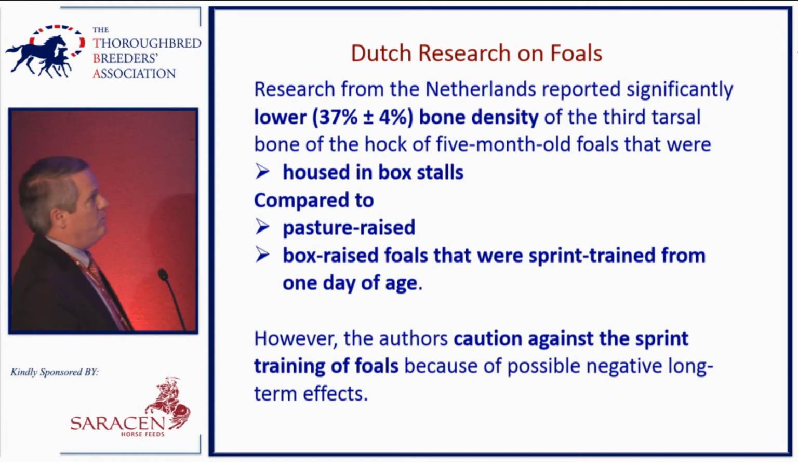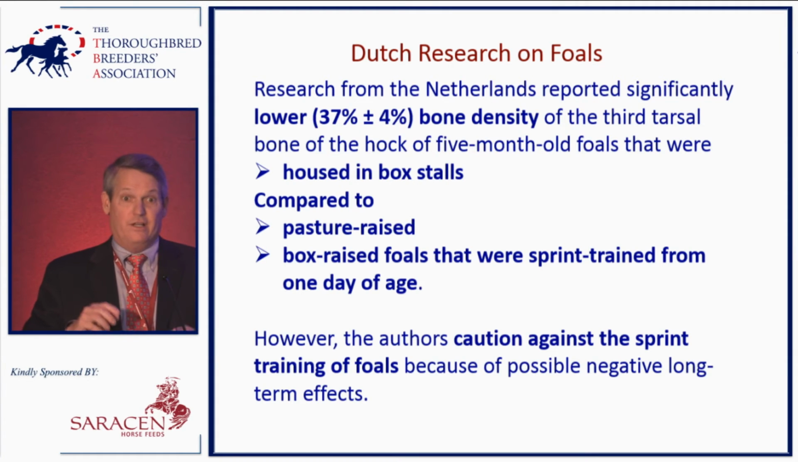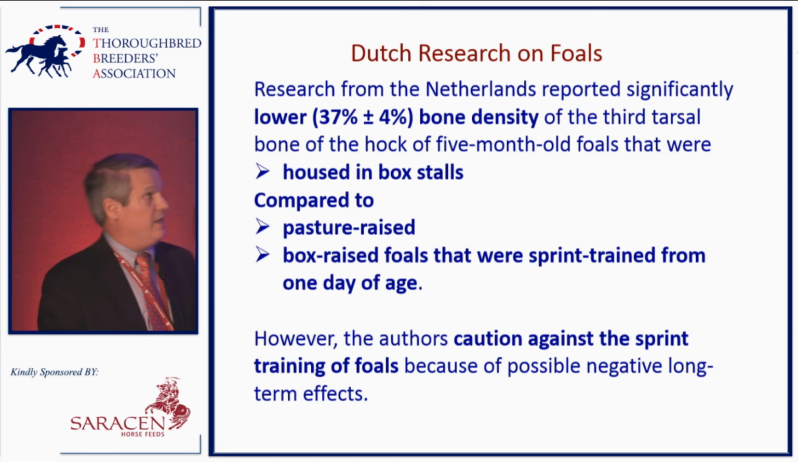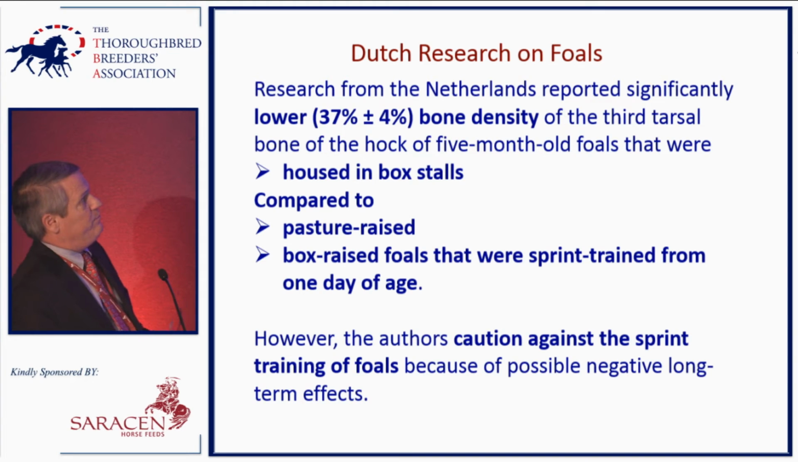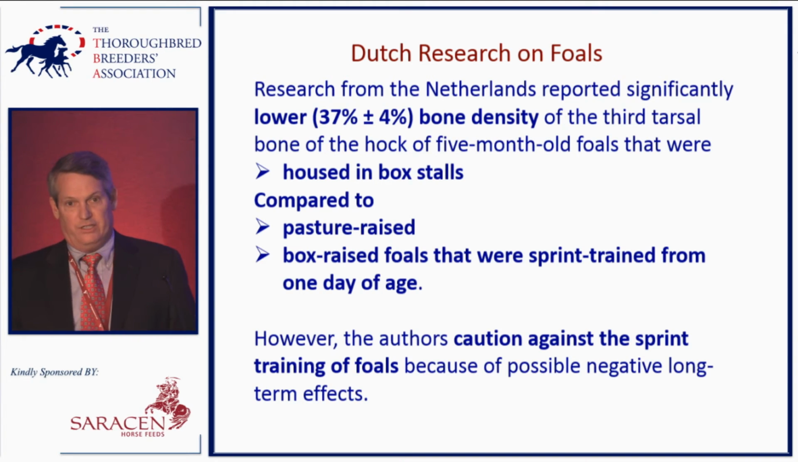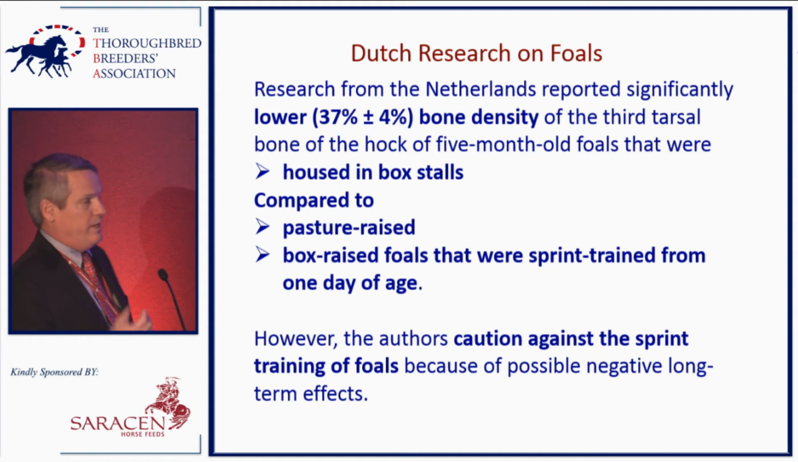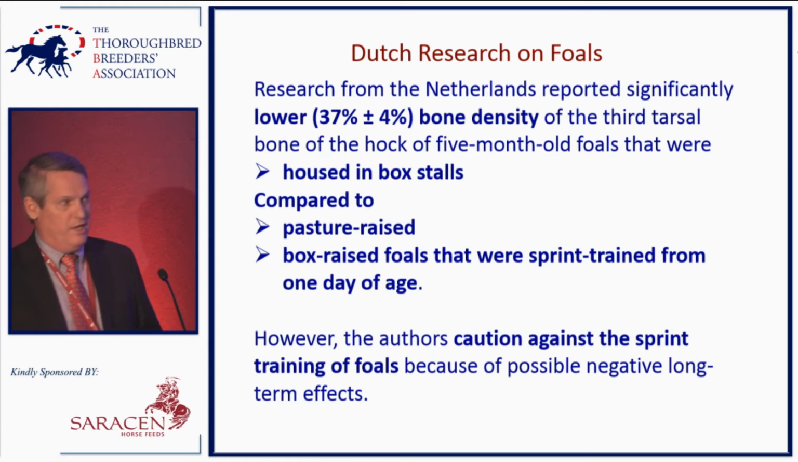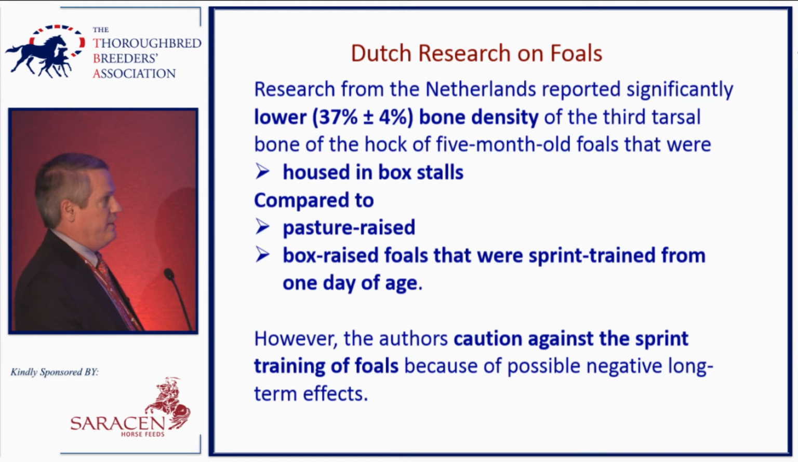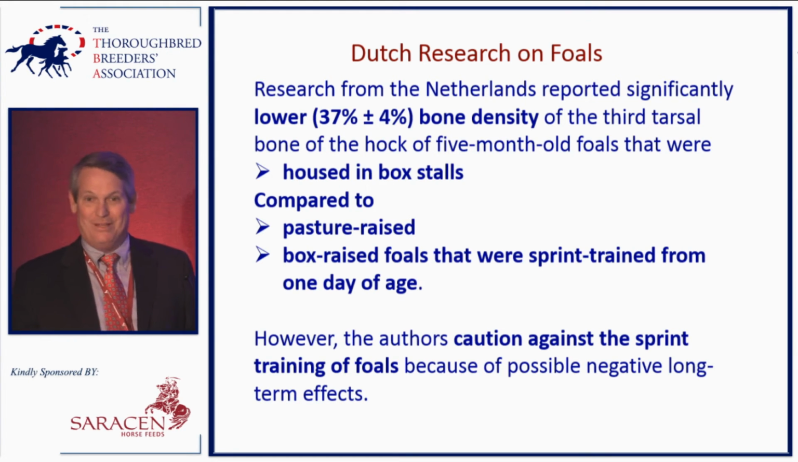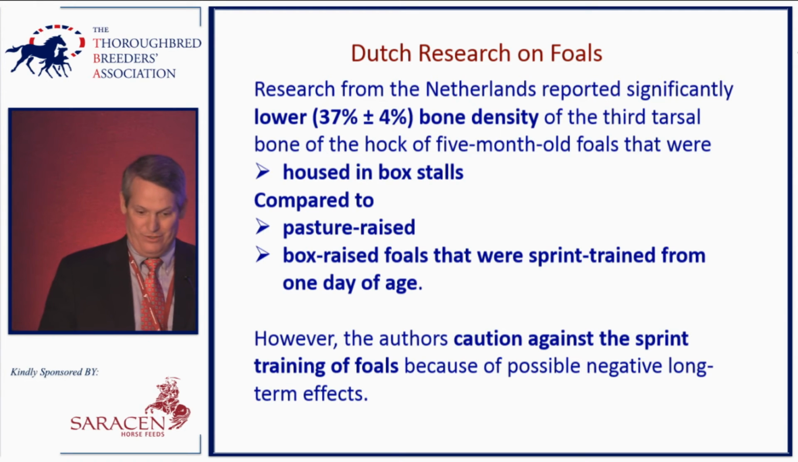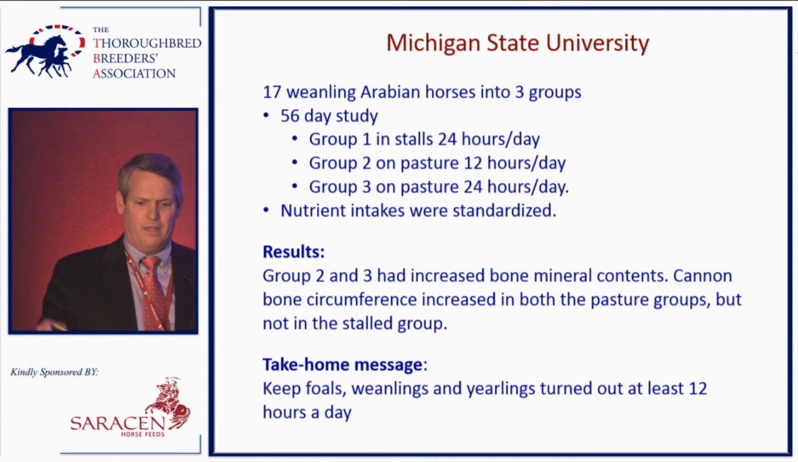And what they found was that the ones that were housed in box stalls and not given any kind of exercise had 37% less bone density than the ones that were on pasture or that were sprint trained while housed in box stalls. These authors, though, caution against the sprint training, that might not be the best idea with 5-month-old foals because of some possible negative long-term effects.